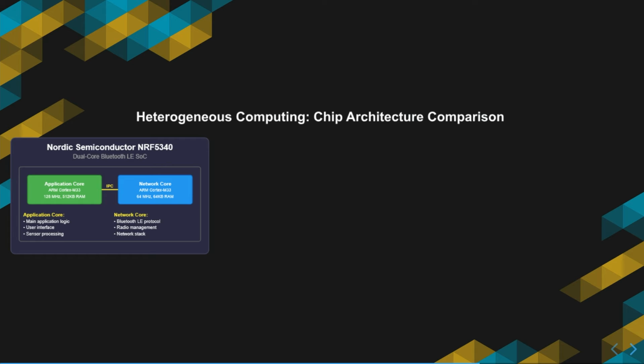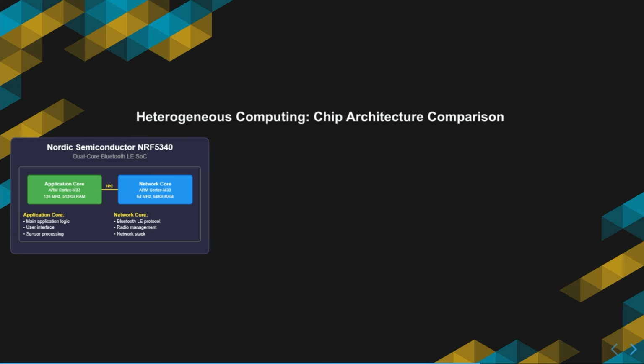The application core handles your main application logic like user interface and sensor processing and controlling many of the peripheral input-output devices. The network core is dedicated to Bluetooth and all the other wireless communication like Zigbee and other topologies, the radio management and the network stack. Both the cores can communicate through inter-process communication.